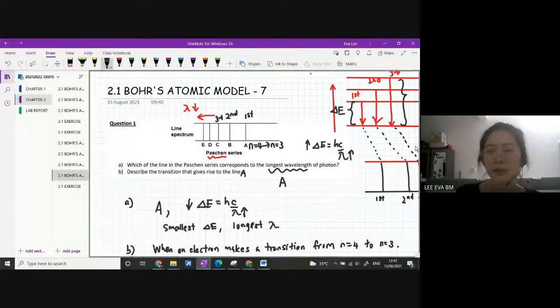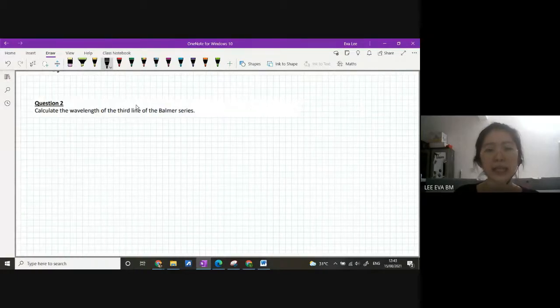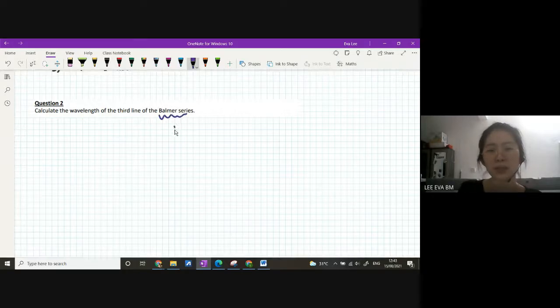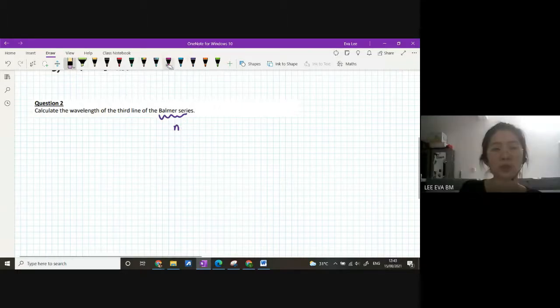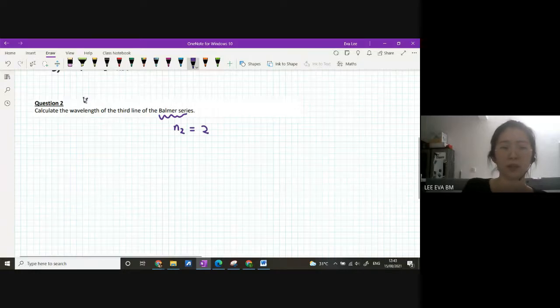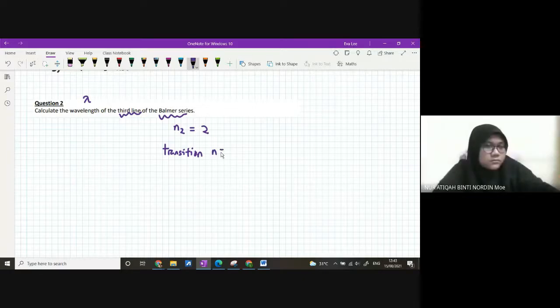Okay, and then we have a second example question. In this case, calculate the wavelength of the third line in Balmer's series. So can I know, for Balmer's series, what is the ground state? 2. Okay, so n equals 2 is your final energy level, or the ground state. So the third line in Balmer's series, what is the transition?